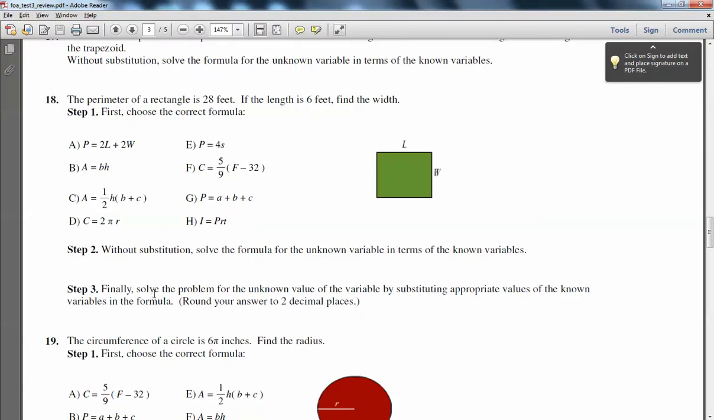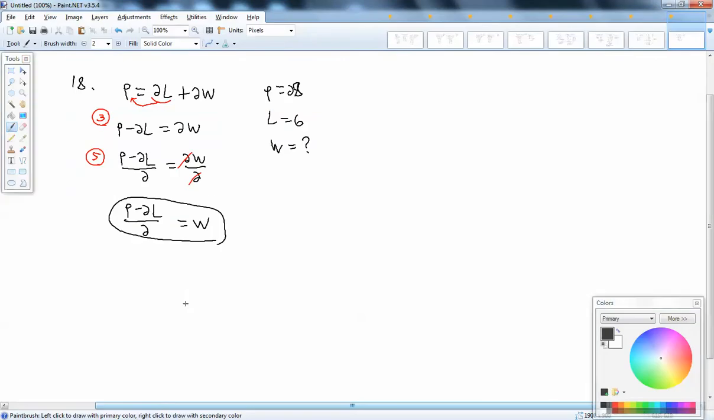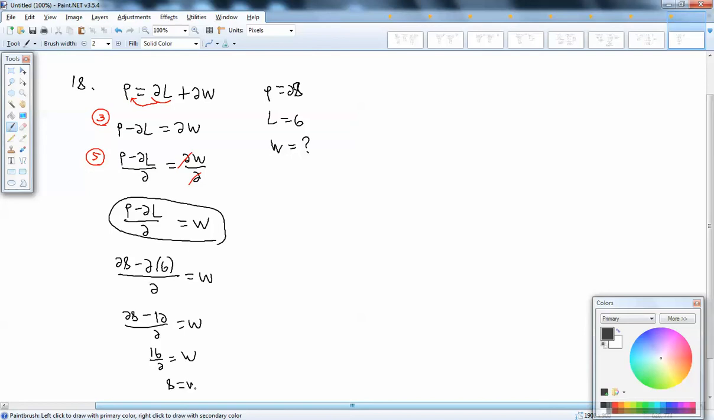Okay. Step 3. Finally solve the problem for the unknown value of the variable by substituting appropriate values into it. Okay, they tell us P is 28 minus 2 times L, which is 6, all over 2 is equal to W. So 2 times 6 is 12, 28 minus 12 gives us 16 over 2 equals W, or W is equal to 8. So there's our formula solved for W, and this is our answer.